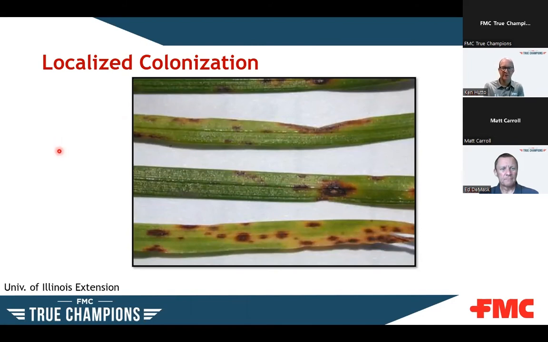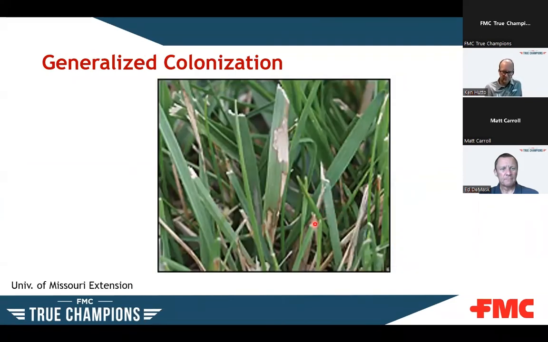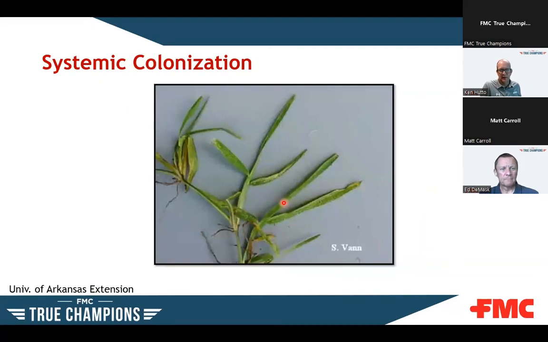There's different types of colonization. So this is an example of localized colonization. This is a leaf spot disease where the symptoms that you're seeing are localized. They're not covering from one side of the leaf blade to the next. Initially, they're fairly localized. Generalized would be an example of brown patch. So it's a general area that's been colonized. This is very typical of a brown patch lesion, where it really starts from the edge of the leaf blade and works its way through those distinct brown to maroon margins on the edge of those lesions. And then systemic colonization is all over.